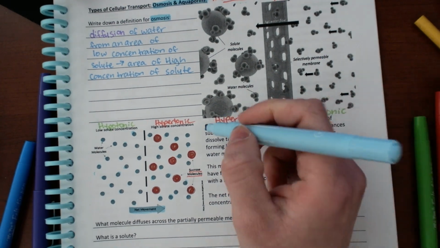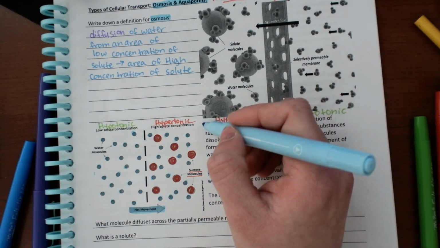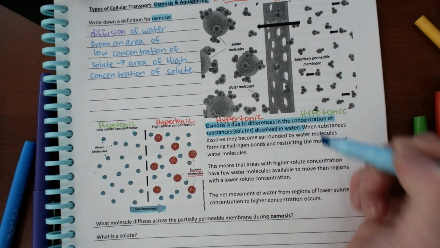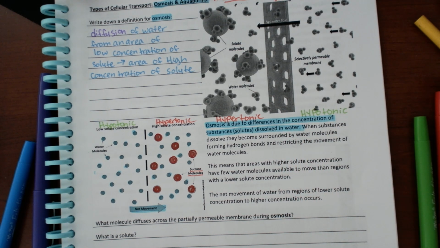So osmosis is due to the difference in concentration of substances dissolved in water, aka your solutes. When they're dissolved, they become surrounded by your water molecules because of the hydrogen bonds, and it restricts the movement of the water, which makes that area a higher concentration of solute. It has fewer water molecules available to move, which then creates your concentration gradient.